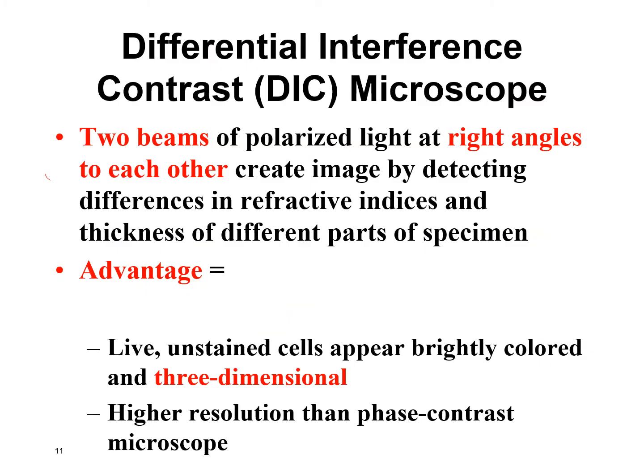The next type of light microscope is the differential interference contrast microscope. This one is going to use some prisms to create two beams of polarized light that are at right angles to each other, and that will create an image with a lot of contrast, and that'll give us the advantage of looking at a living cell without having to stain it. So that'll be the advantage of using this differential interference contrast microscope. We can look at living cells.